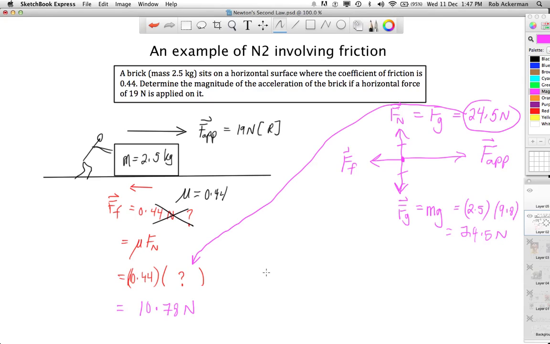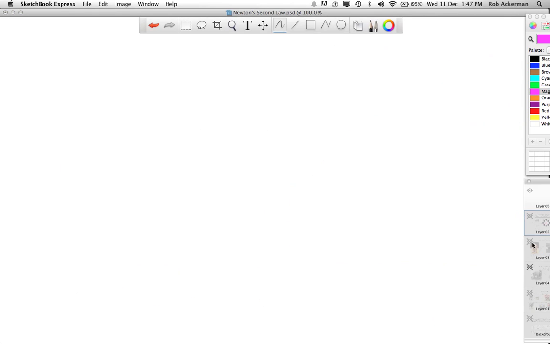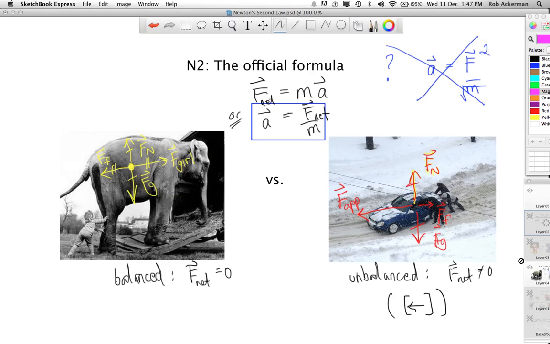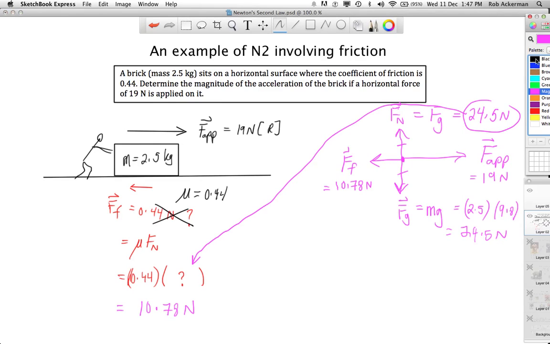So now let's take a look at what we've got. We go back to our free body diagram. We have 10.78 newtons going backward. We've got the applied force of 19 newtons indicated forward. Normal and gravity cancel. So remember Newton's second law. Sorry for jumping around there. Newton's second law here, F net equals ma, a equals F net over m. So let's write that out and see if we can solve this.